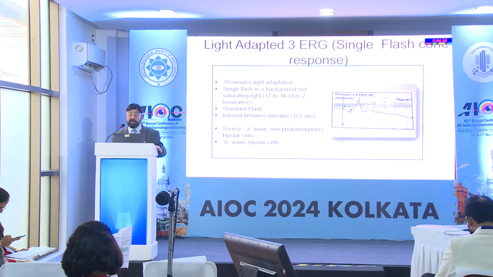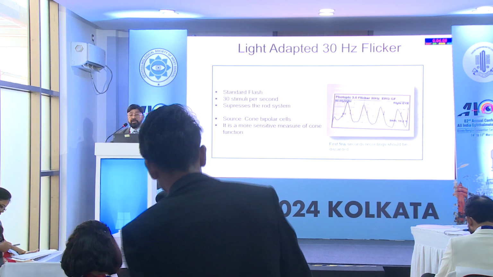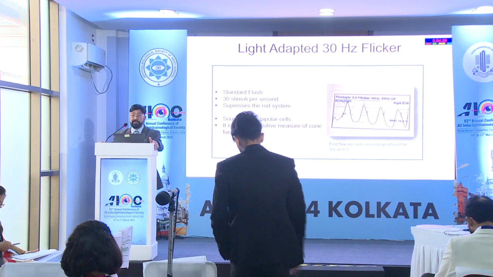And in light adapted, that is a single flash, one response, you get an A wave, that is photoreceptors, and a B wave, that is the bipolar cells. So in a flicker, that is a 30 hertz flicker, you get 30 stimuli per second. It suppresses the rod. But if you're taking this response, you have to discard the initial few seconds of recording.